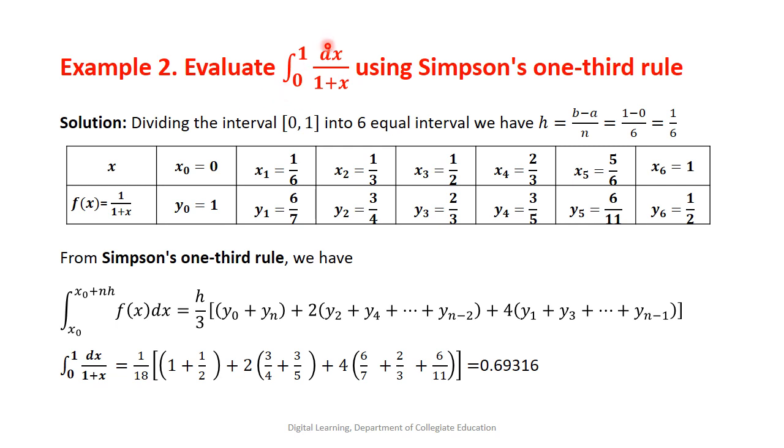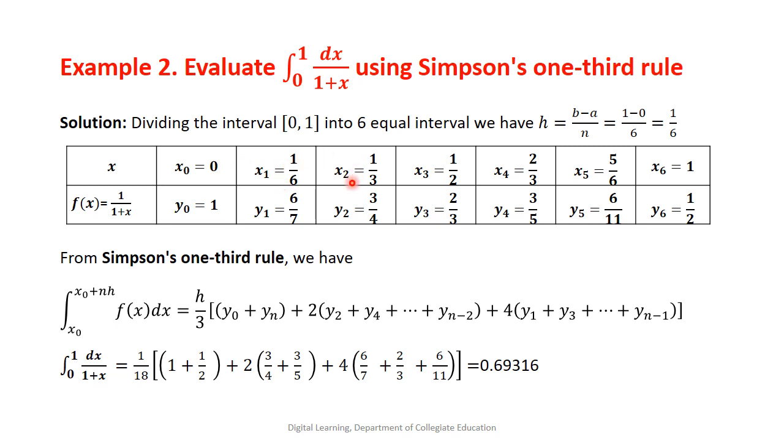Evaluate 0 to 1 dx by 1 plus x using Simpson 1/3 rule. Dividing the interval 0 to 1 into 6 equal intervals, we have h is equal to b minus a by n. B is the upper limit, a is the lower limit, n is the number of intervals. Using these values here, 1 minus 0 by 6, it is 1 by 6. Now let me take the function given under the integral as f of x, that is 1 by 1 plus x. Let me take x0 is equal to 0, that is the lower limit of the integral. Adding h, I am getting x1.